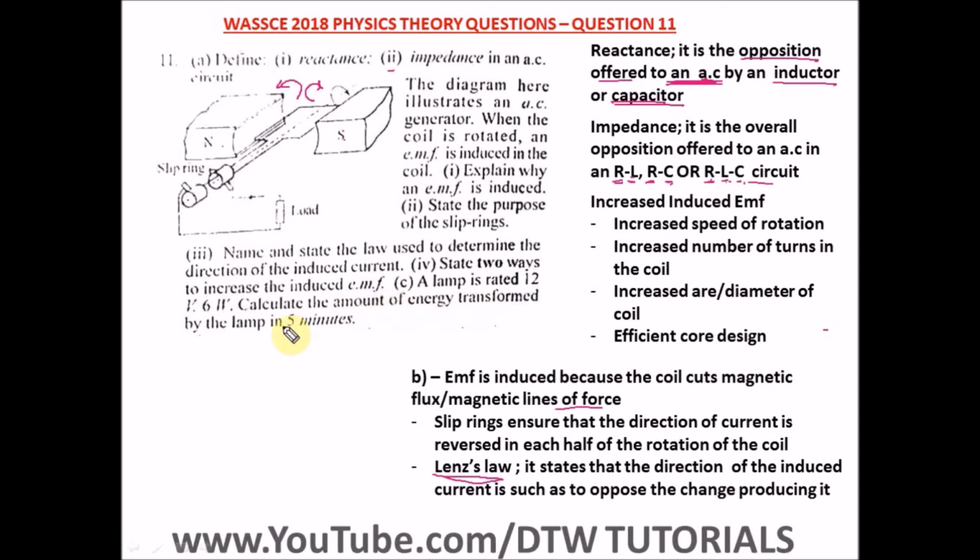Now question C says a lamp is rated 12 volts 6 watts. Calculate the amount of energy transformed by the lamp in 5 minutes. You can see this is minutes, so we have to convert this to what? Seconds, in whatever formula we're using. So we're finding energy, and we have power and voltage.